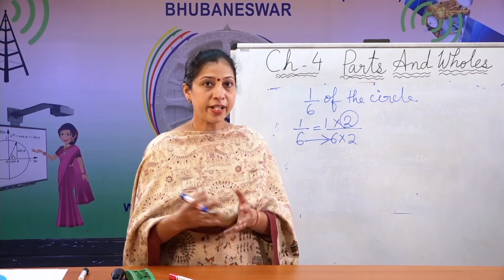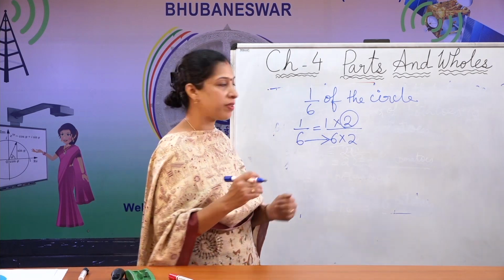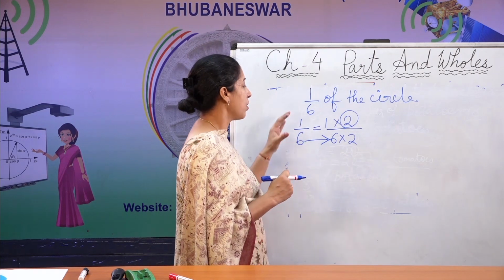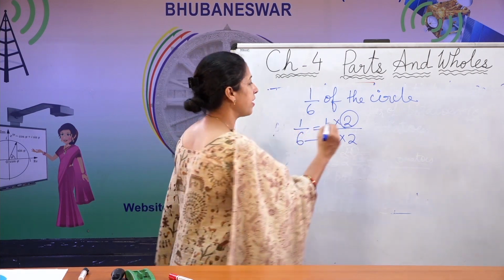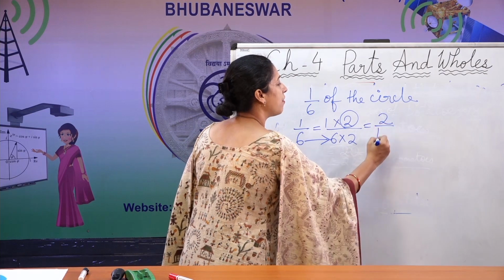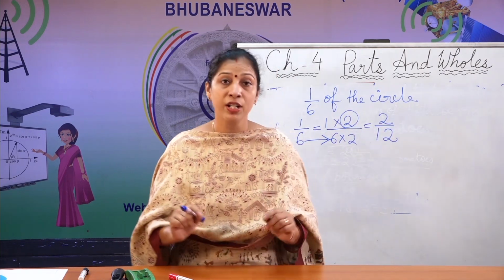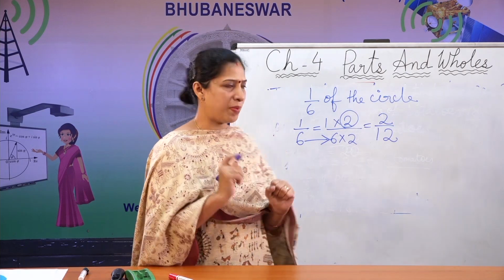We will read about it after this activity also. There is one more activity which I will show you, which will make it very clear. So 1 by 6 part is nothing but 2 parts out of 12 parts. So your friend will also color 2 parts out of 12 parts.